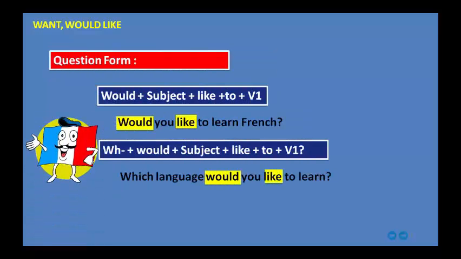What about the question form? After would, we use subject pronoun and then like and to verb 1. Would you like to learn French? If you want, you can use WH question words with would like. Which language would you like to learn?